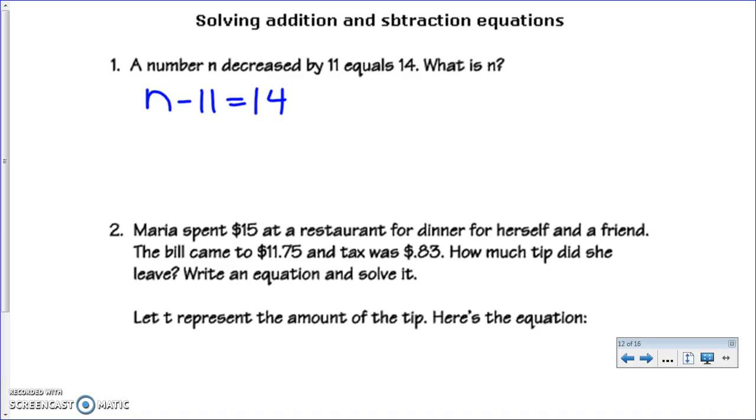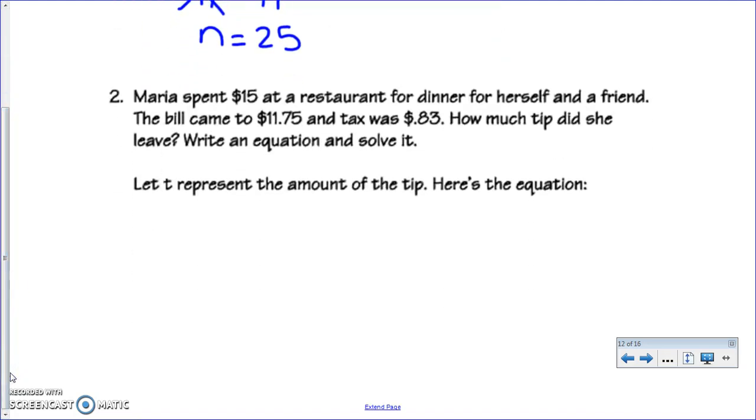Now, to figure out n, we need to get it alone on its side of the equation. So to reverse subtraction, we're going to add 11 to both sides to keep our equation balanced. And then minus 11 plus 11 cancel each other out, so we get n by itself. And then 14 plus 11 is 25. So n = 25.